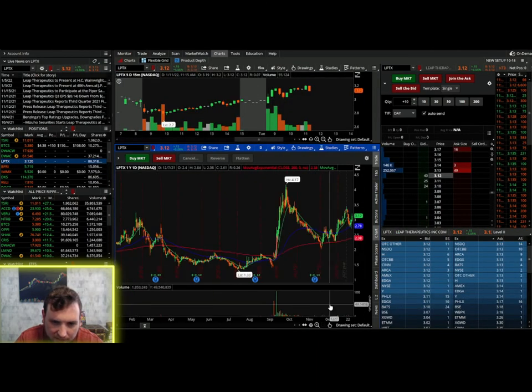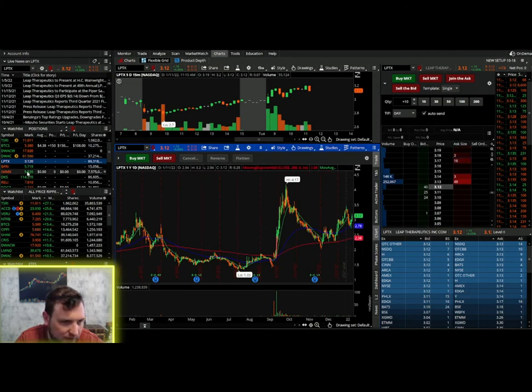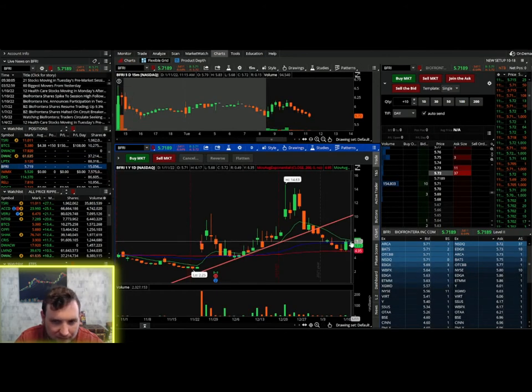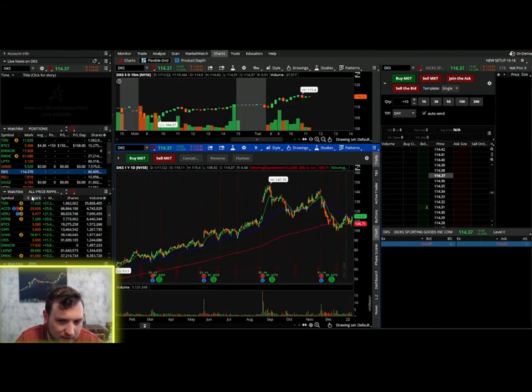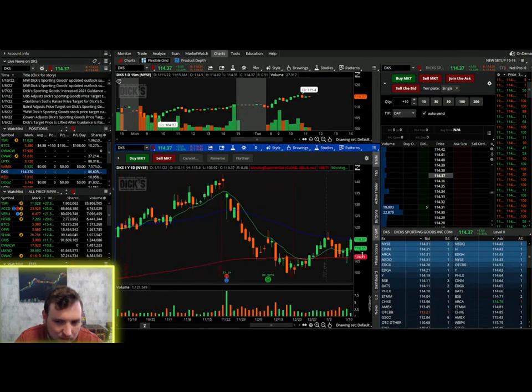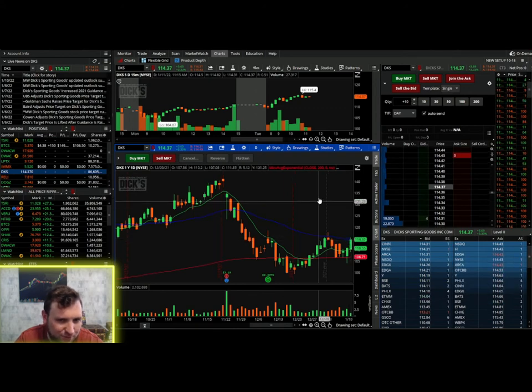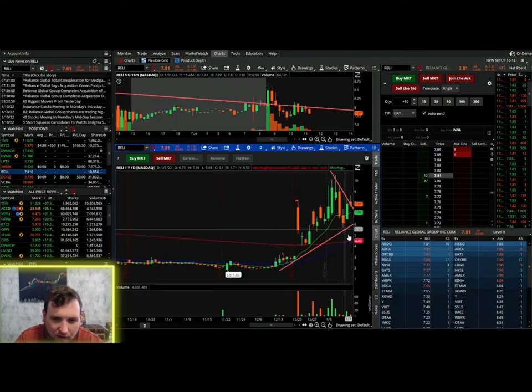LPTX, we could leave that on there. It is above all the indicators. BFRI, that one's still below the 10, so I probably wouldn't look at it. IMMX, that's above the 10, above the 200 and the 50, so we'll leave it on there. DKS, above the 200, but smashing right into that 50-day moving average. Plus, it's $100. Not something I would be trading anyway.